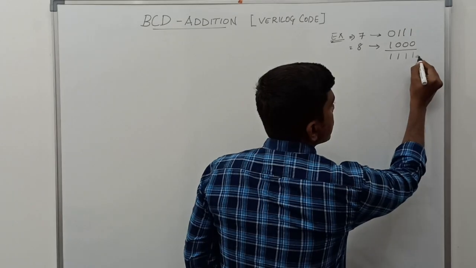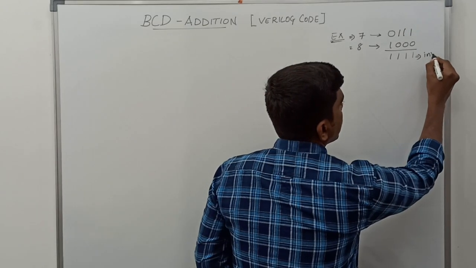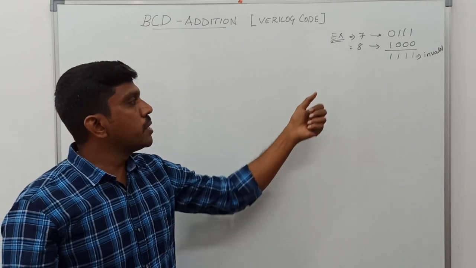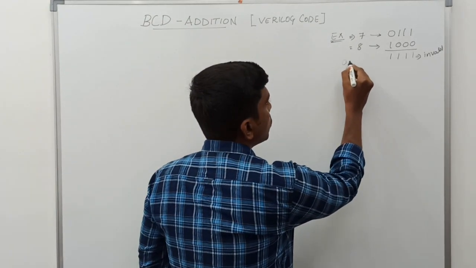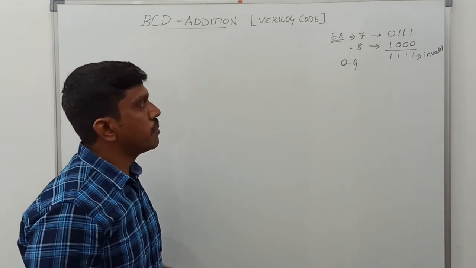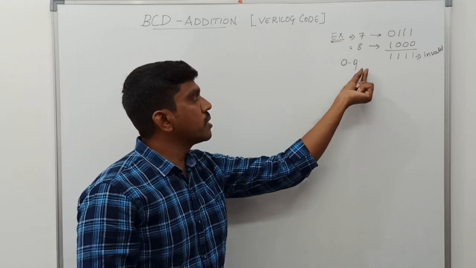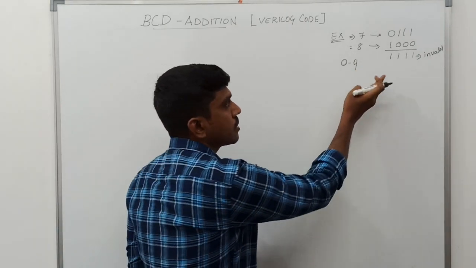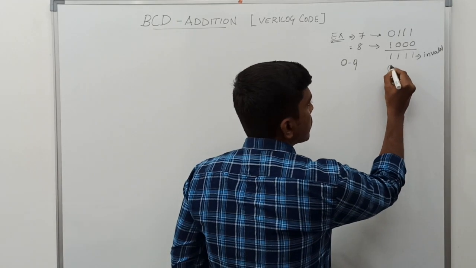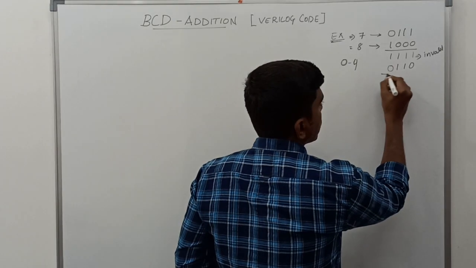So this is an invalid BCD number, because the BCD number value is 0 to 9. This limit, 0 to 9, is a valid BCD number. More than 9 means it's an invalid BCD number. You can change this number into a valid BCD number: you just add 6 to this result.